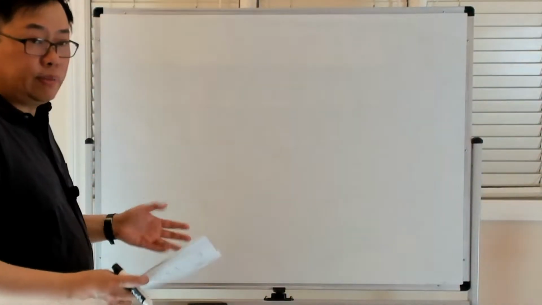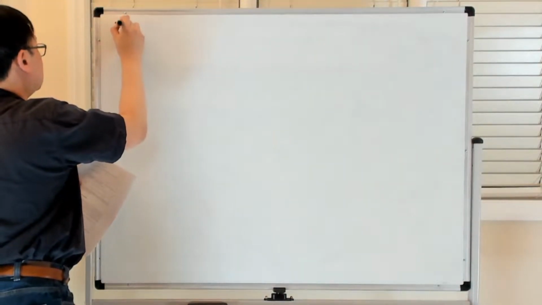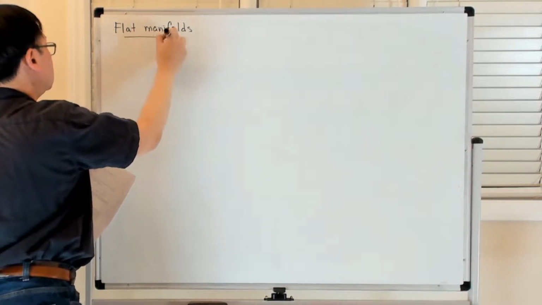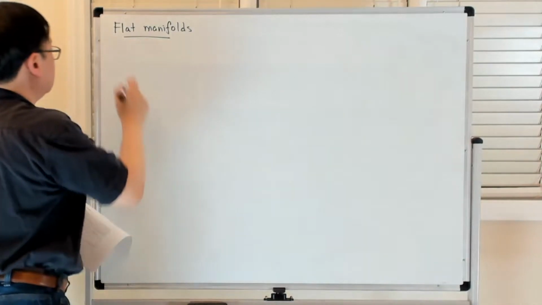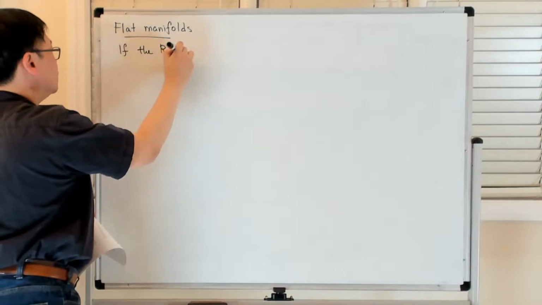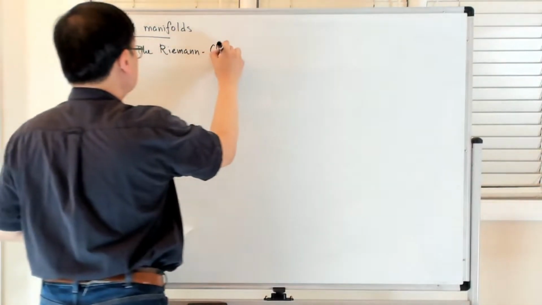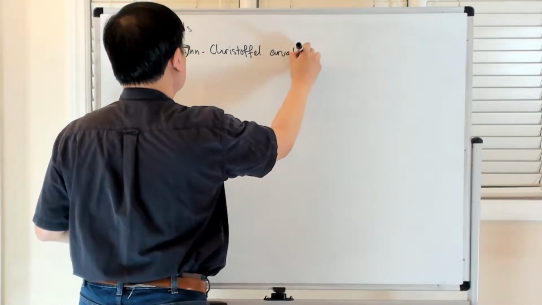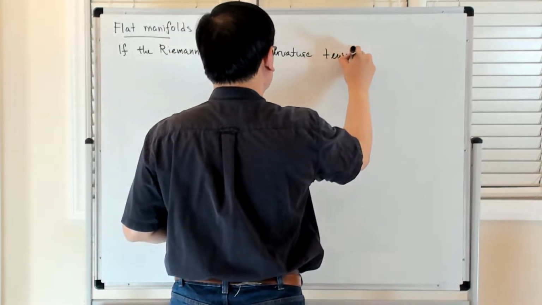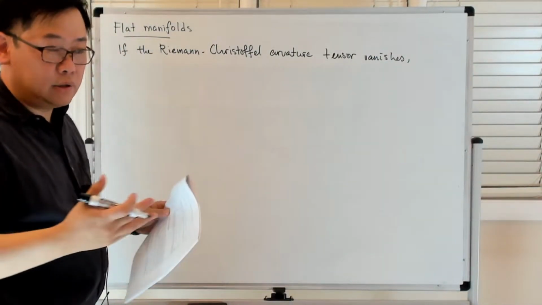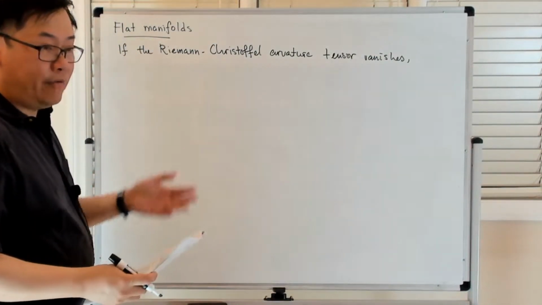Okay, so now let's talk about flat manifolds in the context of what we learned about curvature tensors. If you recall, if the Riemann-Christoffel curvature tensor vanishes, then what it means is that parallel transport with respect to the affine connection is path independent, right?